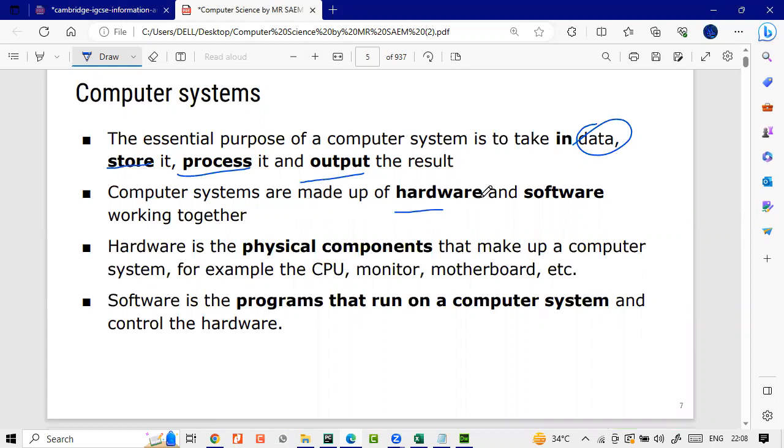Computers are made up of hardware and software working together. But if you elaborate this, I told you you need to add two more things: the user, and the procedure as well. Procedure means how you're supposed to use it, and the user is the one using this. Hardware is the CPU, monitor, motherboard, something very basic. And software are programs, sets of code that instruct the system what to do.